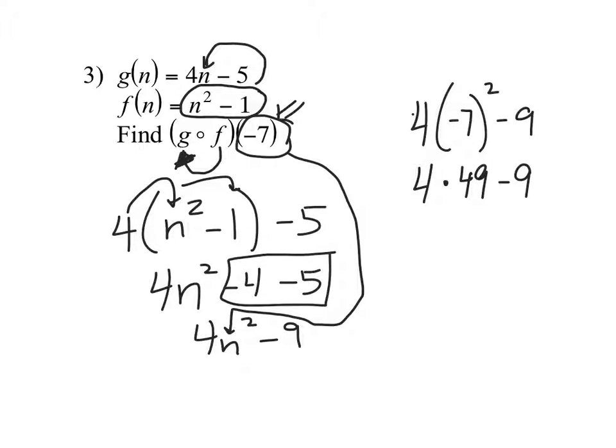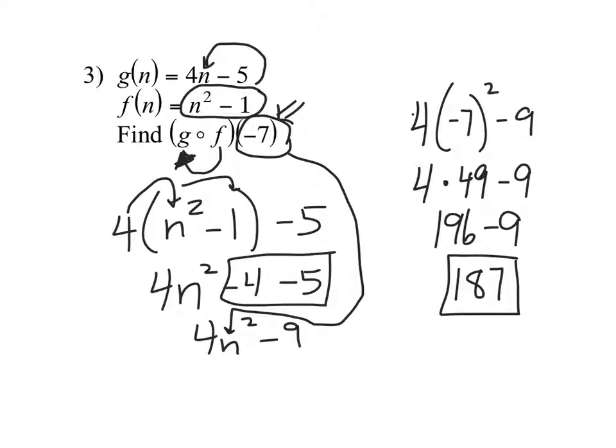And 4 times 49 is 196. And then we're going to subtract 9 from that, so we get 187. Again, notice when there's a number in here for the variable, we end up with just a number answer. Okay, so this is about substitution, combining like terms and then substituting in a number again.